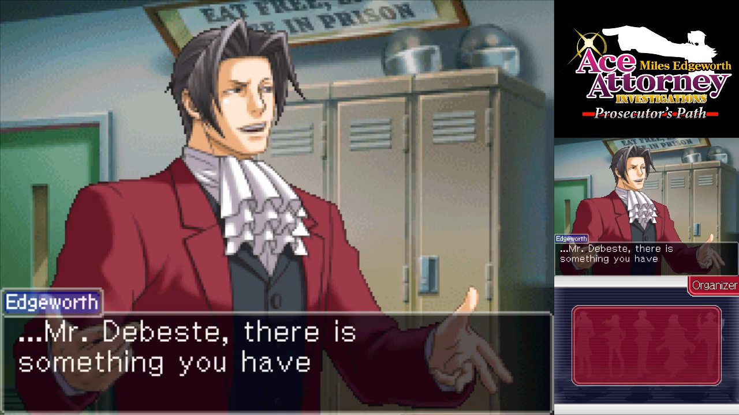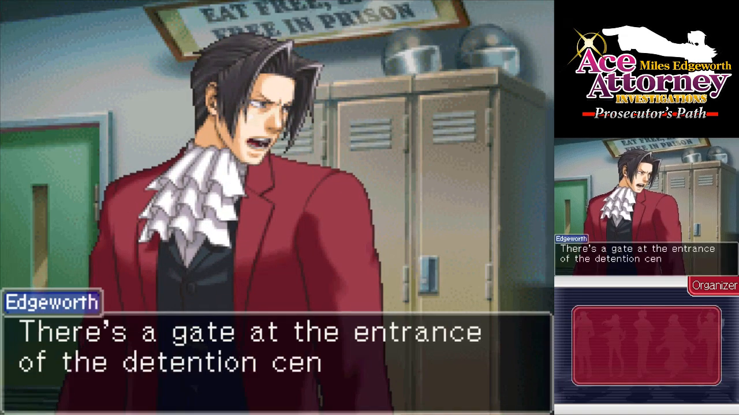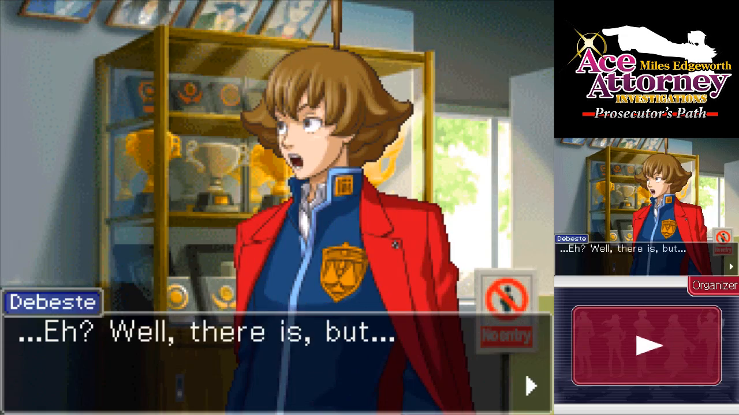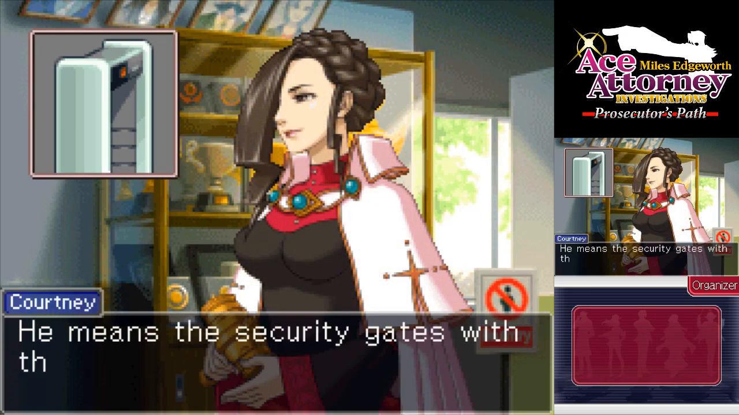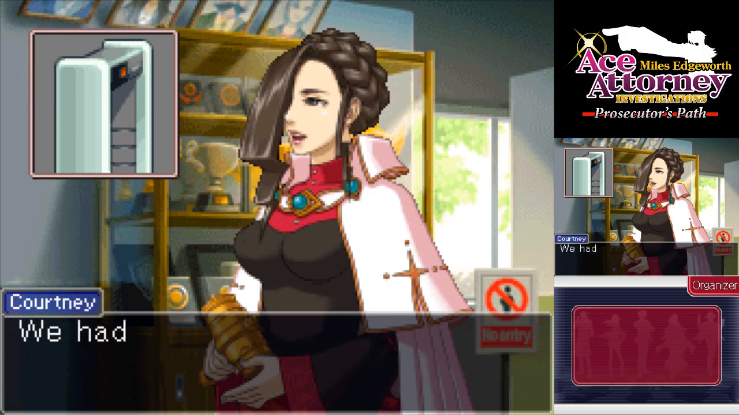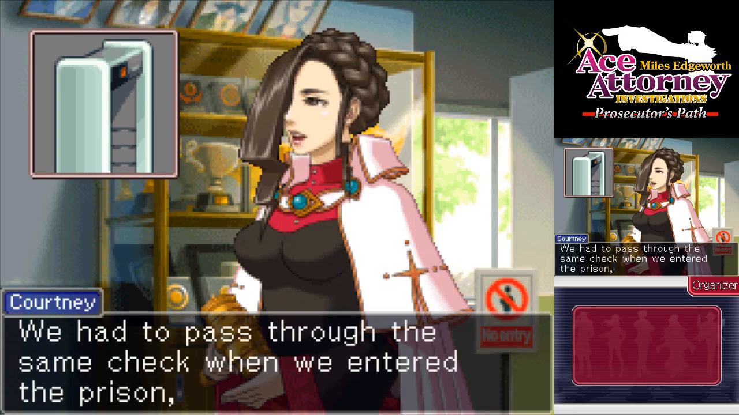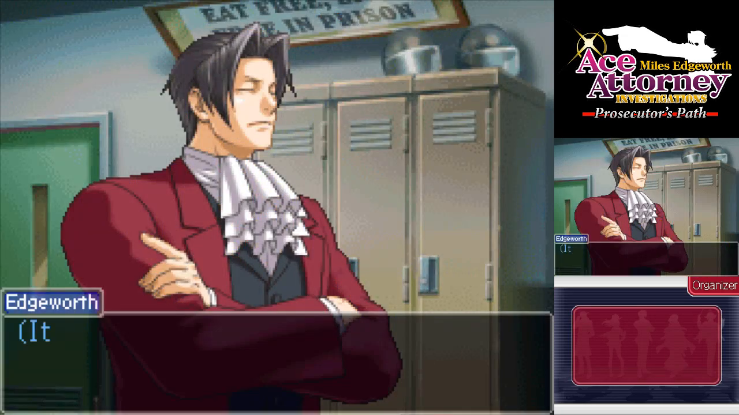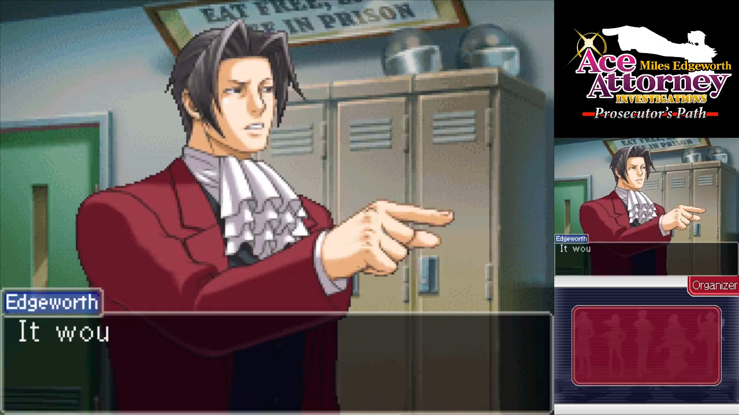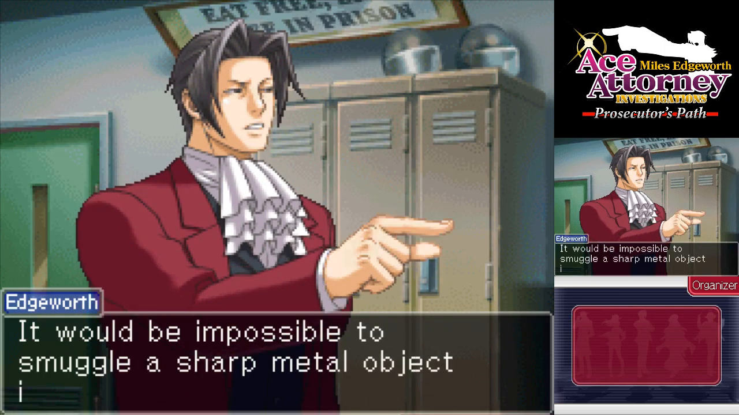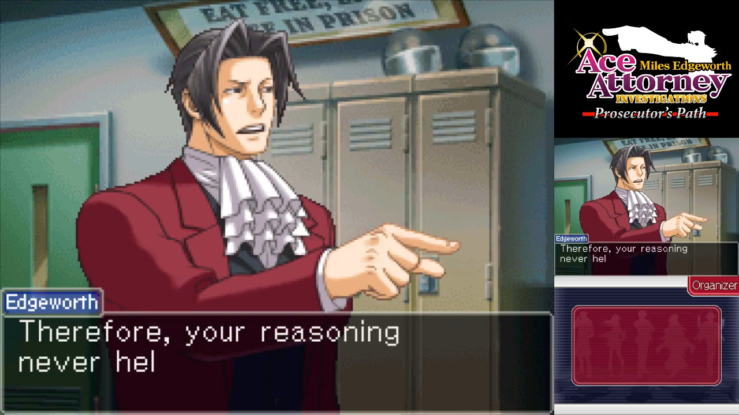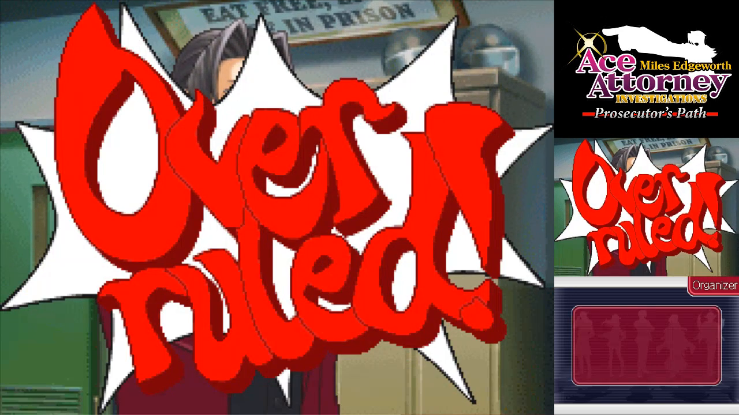Mr. DeBest, there is something you have forgotten. There's a gate at the entrance of the detention center. Eh? Well, there is, but... He means the security gates with the metal detectors, Sebastian. We had to pass through the same check when we entered the prison, remember? Yeah, that's it. I remember now. It looks like he completely forgot. It would be impossible to smuggle a sharp metal object into the detention center. Therefore, your reasoning never held, even from the very beginning.